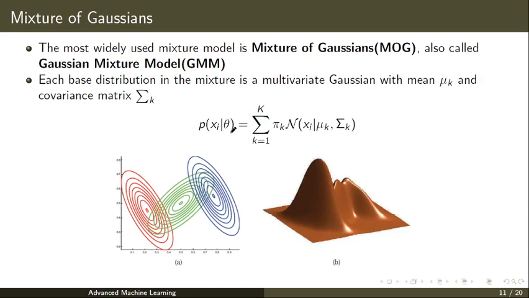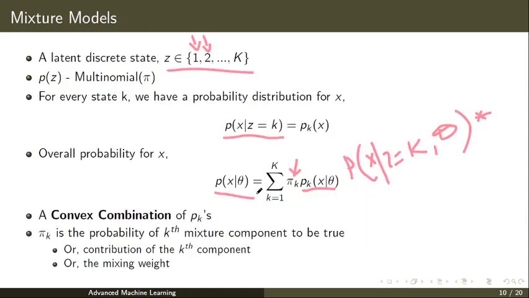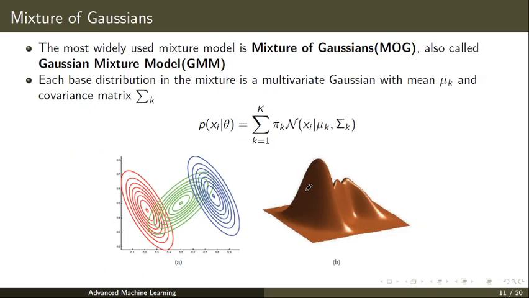It will be the same thing. The probability of x given theta, as you have seen in the previous slide, is the summation over 1 to k of pi k into this probability. This probability here is the normal distribution with mu and sigma. It's a multivariate Gaussian, so it is mu k and sigma k. So this is a simple example of a mixture model. We have three Gaussians in this case, and this is another surface plot taken in some software maybe.